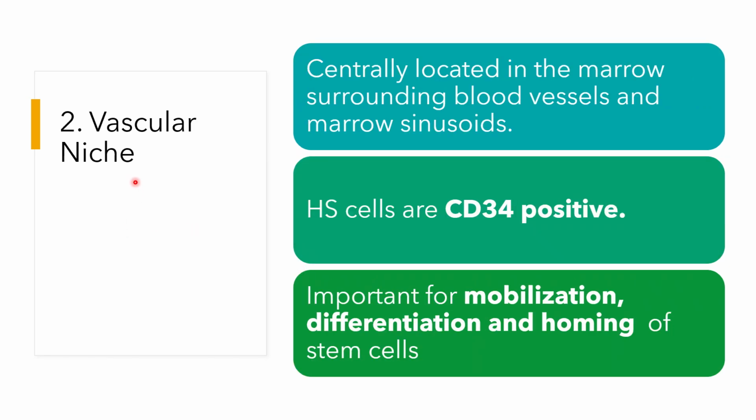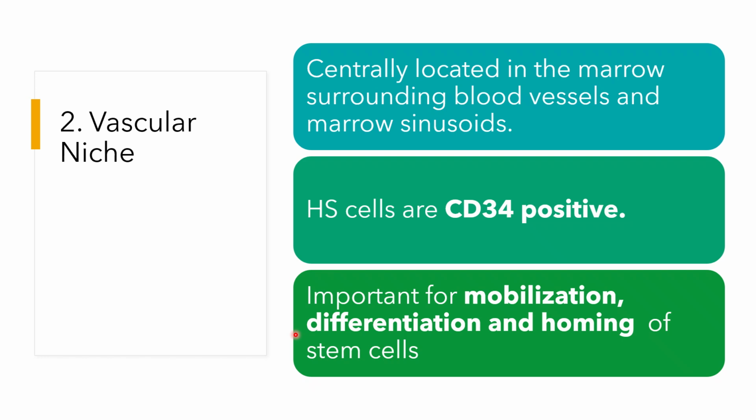The other niche is the vascular niche, and it is more centrally located in the marrow, and they surround the blood vessels and the marrow sinusoids. And the hematopoietic stem cells are CD34 positive. So the marker for stem cells is CD34. It is important for mobilization, differentiation, and homing of stem cells.